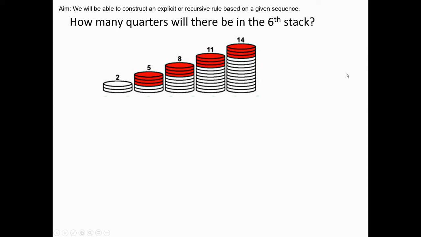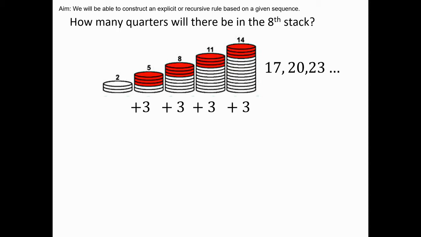So what if I was trying to figure out how many quarters there would be in the next stack of numbers? Well, that could easily be found, right? If we just see that these are going up by plus 3, plus 3, plus 3, plus 3. So I could just take 14 and add an extra 3 to get 17. What about for the next stack, the 7th stack? Well, then I would just add 3 more, right, to 20. And then what about the 8th stack? Well, then I would just add 3 more, and I can keep on going and going on and on.